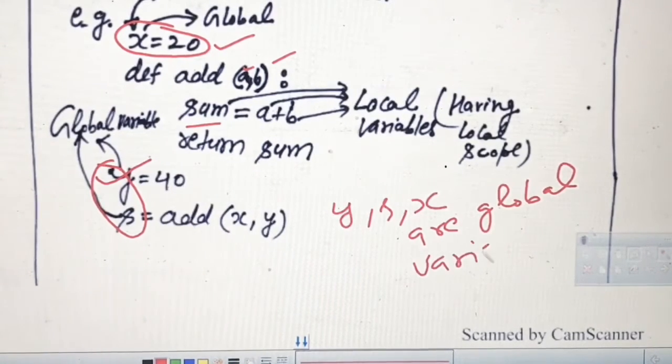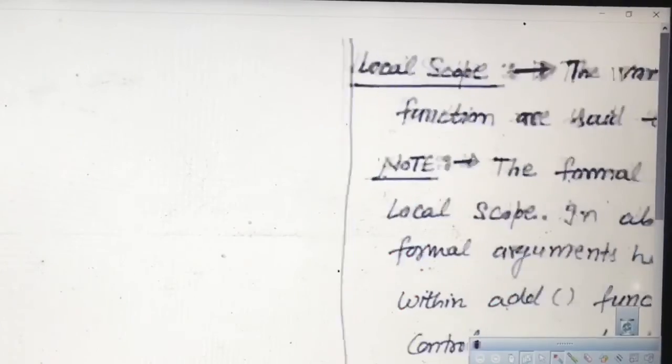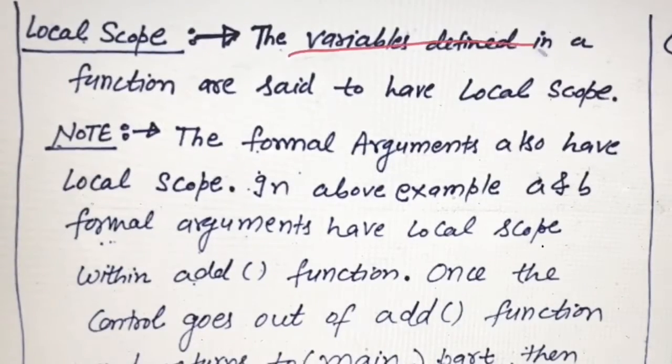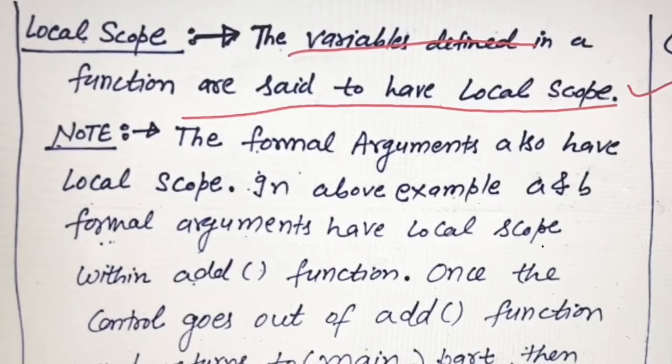So these are global variables, and these three variables we will see in the local scope part. These are the local variables. See this local scope. This is local scope. The variables defined in a function are said to have a local scope within that function.